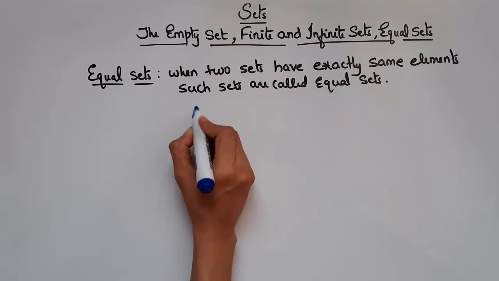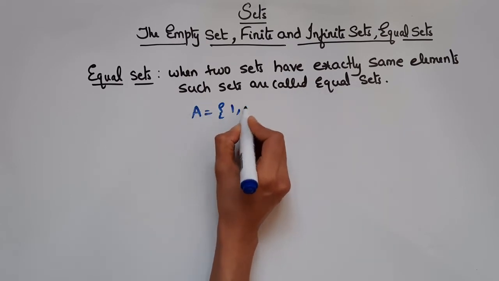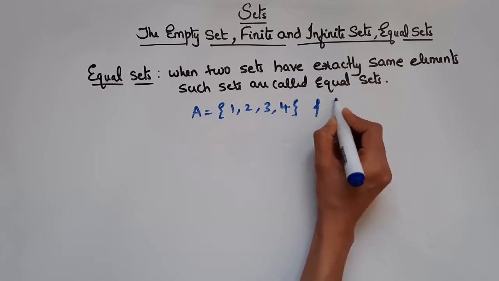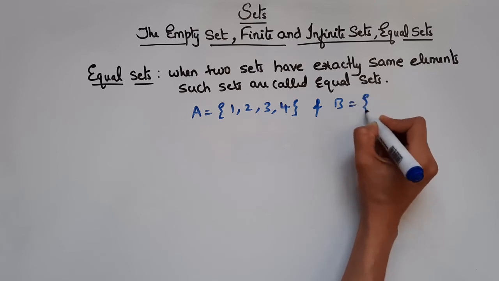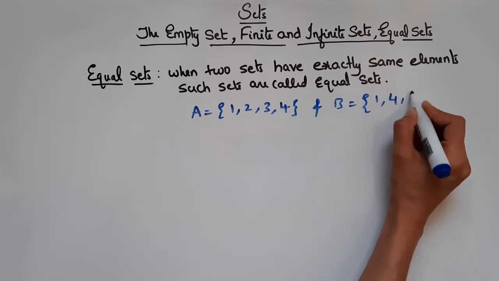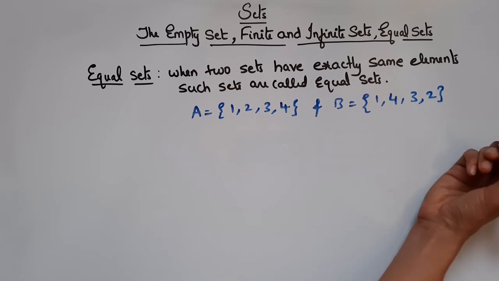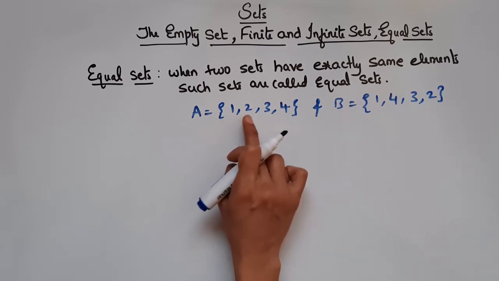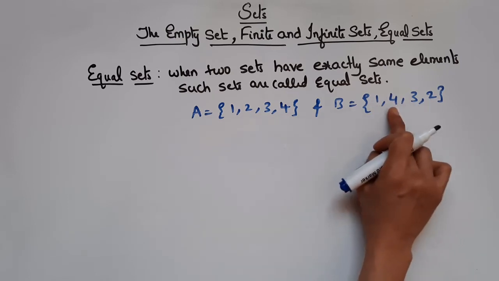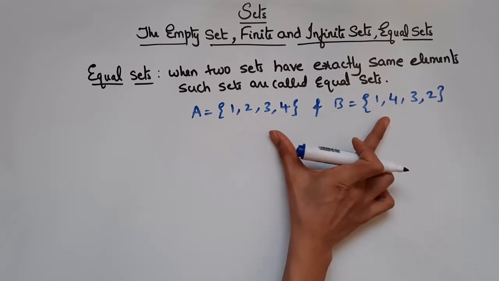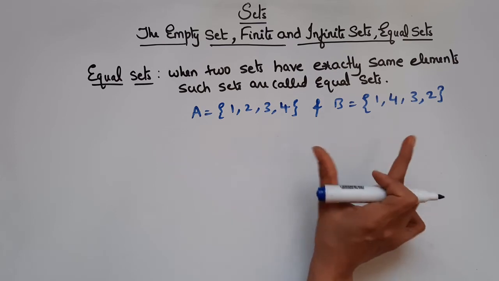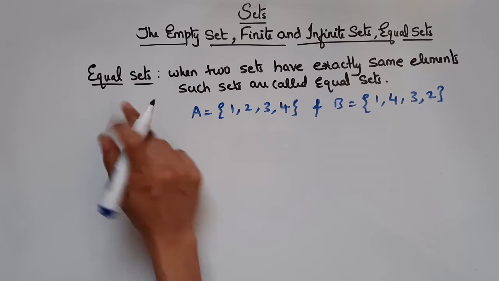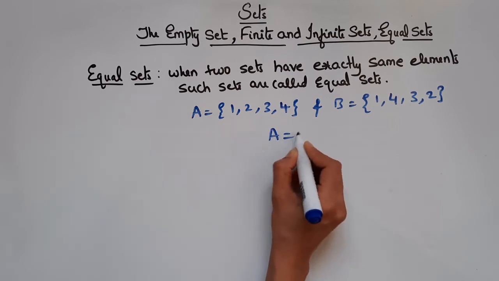Say for example, we have a set A whose elements are 1, 2, 3, 4 and we have a set B whose elements are 1, 4, 3 and 2. Now if you observe these two sets, in both the sets we have elements 1, 2, 3, 4. So they have exactly the same elements. Order doesn't matter, only the same elements should be there in both the sets. So such sets are called equal sets. So therefore we can say set A is equal to set B.